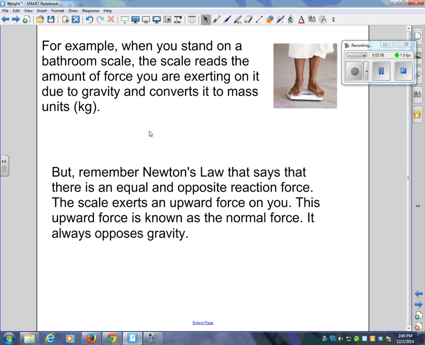So your bathroom scale is simply measuring a force, but it's calibrated in kilograms or pounds. Most bathroom scales will show both, right? Remember that Newton's second law says that there's an equal and opposite reaction force. The scale exerts an upward force on you. This upward force is known as the normal force, and we've talked a little bit about that as well. It always opposes gravity.